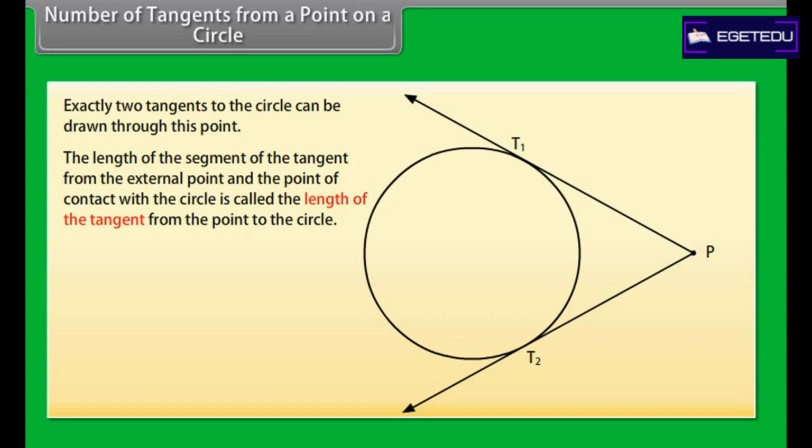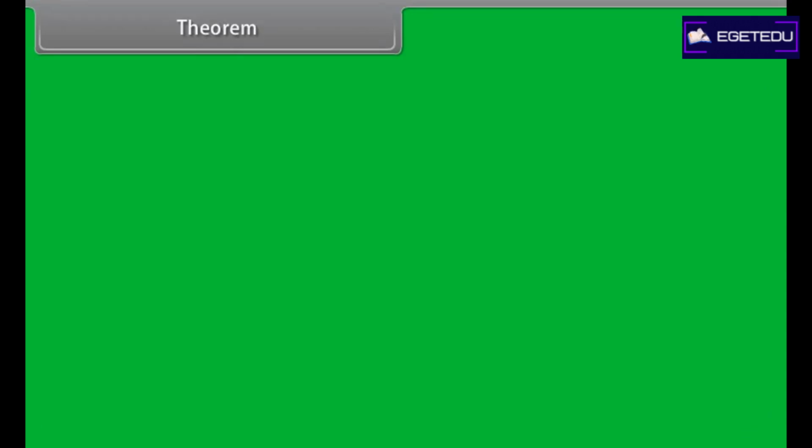The length of the segment of the tangent from the external point to the point of contact with the circle is called the length of the tangent from the point to the circle. Here PT1 and PT2 are the lengths of the tangents from P to the circle. The lengths PT1 and PT2 have a common property which we will learn in the next screen.